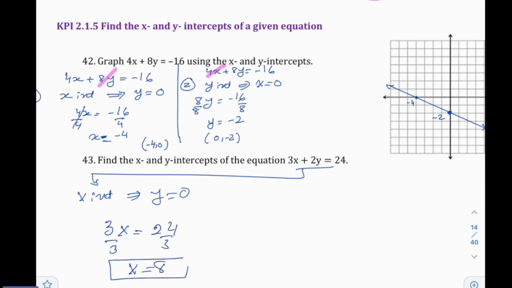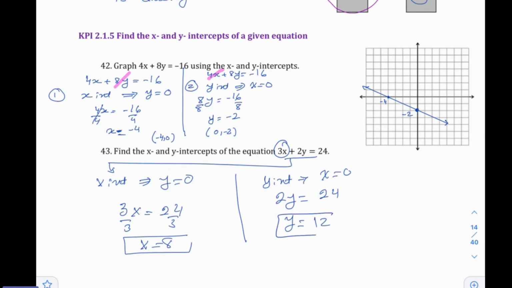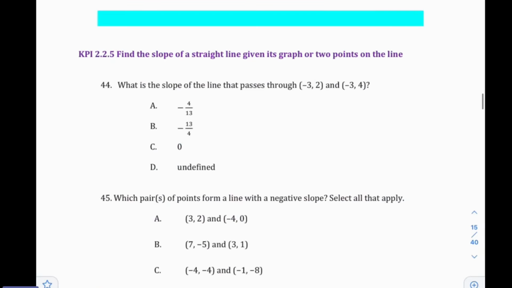So this is the x-intercept. For the y-intercept, x is 0. So this will be cancelled. So 2y is 24. When you divide by 2, y is 12. This is the y-intercept. It's not asked here to graph, so we will leave it. Okay, let's move to the next question.